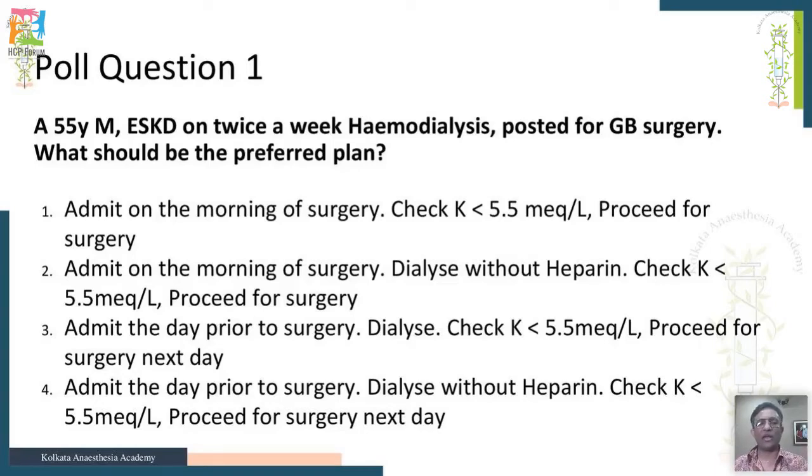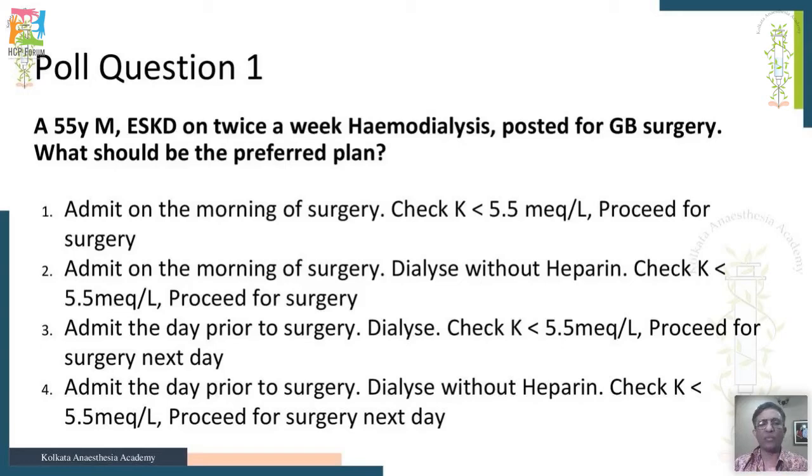So a 55-year-old with end-stage kidney disease on twice-a-week hemodialysis is posted for a gallbladder surgery. What should be the preferred plan? Admit the patient on the morning of surgery, check the potassium, and if it is less than 5.5, proceed for surgery. Or admit on the morning of surgery, dialyze without heparin, check the potassium, if it is less than 5.5, then proceed for surgery. Or admit the day prior to surgery, dialyze, check potassium less than 5.5, proceed for surgery the next day. Or admit the day prior to surgery, dialyze without heparin, check potassium less than 5.5, and proceed for surgery the next day.